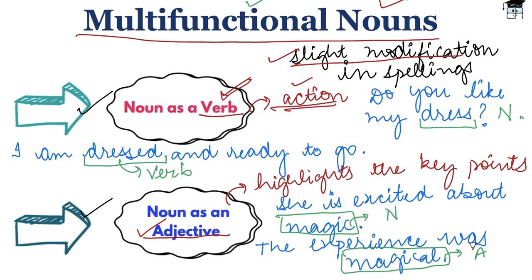Because it is telling us about the noun experience, how was the experience? We are getting to know about the how factor. How was the experience? This is a description. Magical is a description that came after a noun. So this is an adjective. But in the first sentence, the word magic is a noun. So this means that even the slightest modifications can result in the complete change of form in the case of nouns.